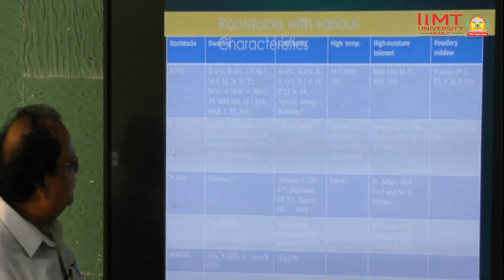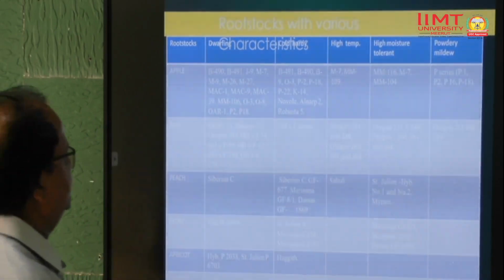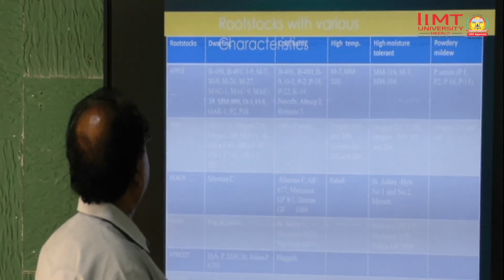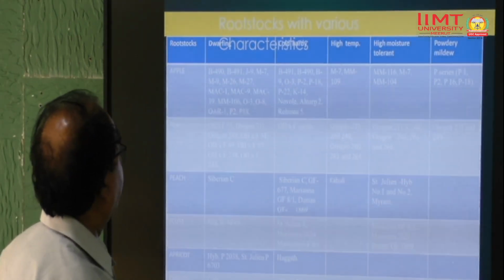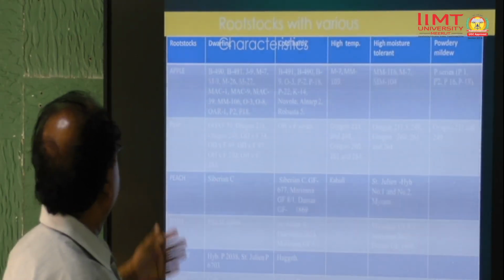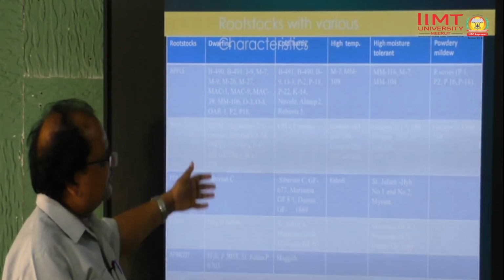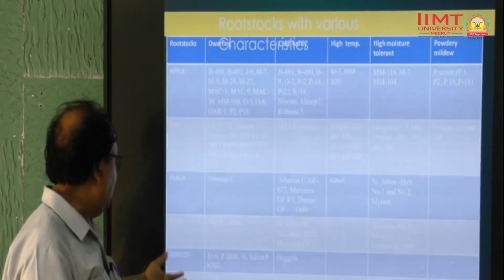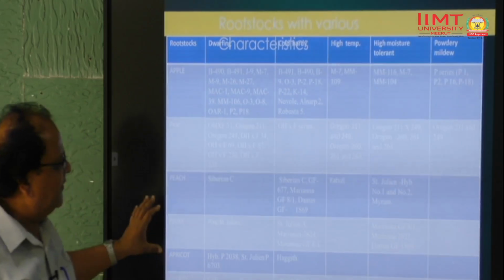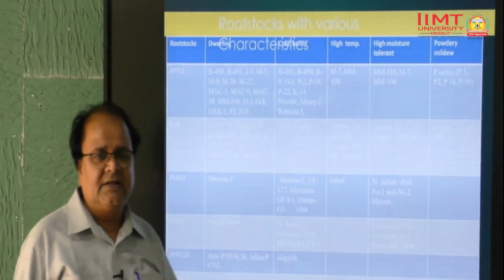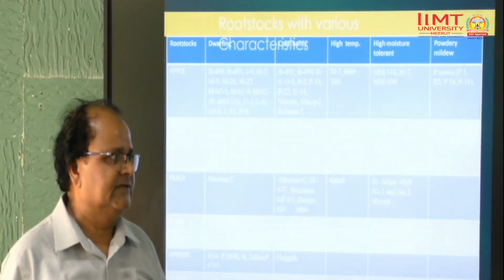So there are two different types of rootstock here. Dwarfing rootstock: high temperature, high moisture tolerant, high powdery mildew resistance, that is the dwarfing nature of rootstock in the case of apple. In the case of hardy nature, high temperature. So there are two different rootstocks to see in a comparative study, discussed in the last slide, for apple, pear, peach, plum, apricot and cherry.